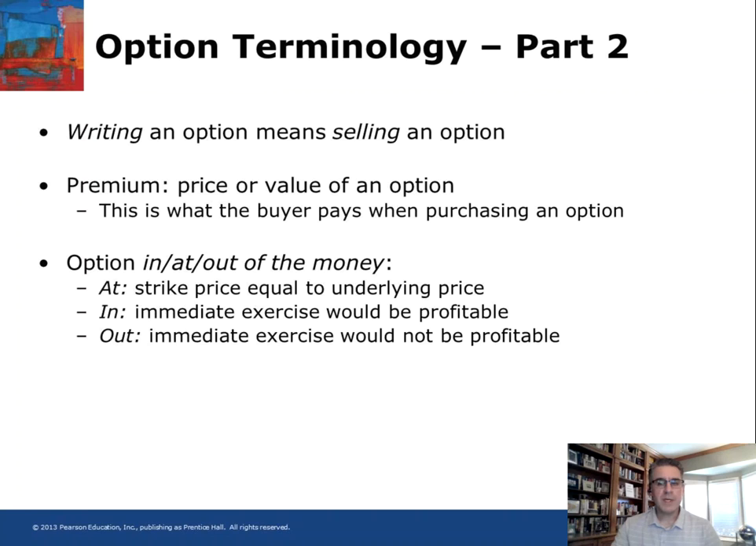For example, the buyer might pay the seller a premium of $5 for the right to purchase a stock for $100 at the end of 6 months. As you might expect, the premium is related to the expected payoff of the option. If the expected payoff is high, then the premium would be high as well.